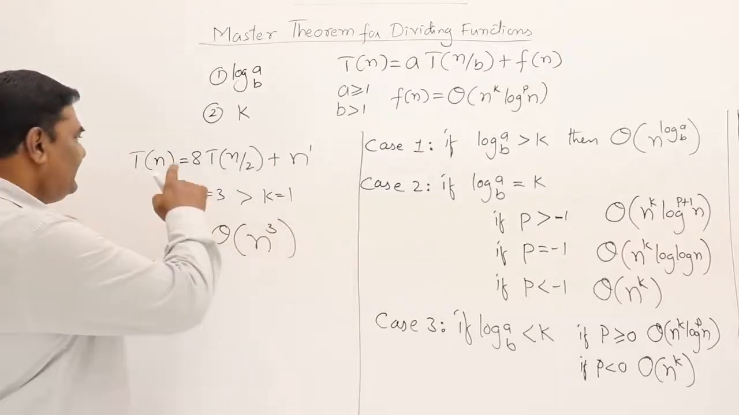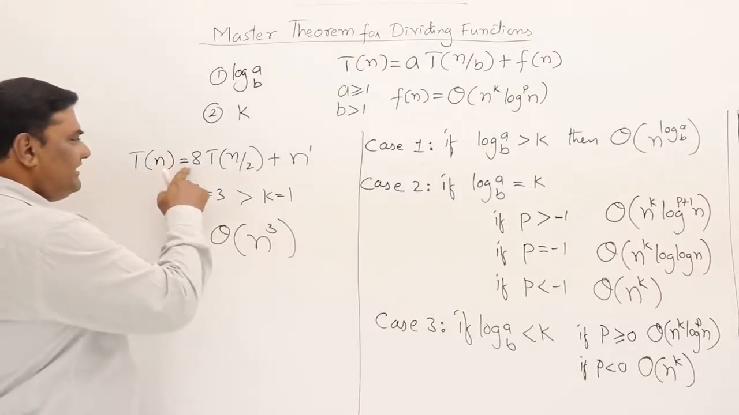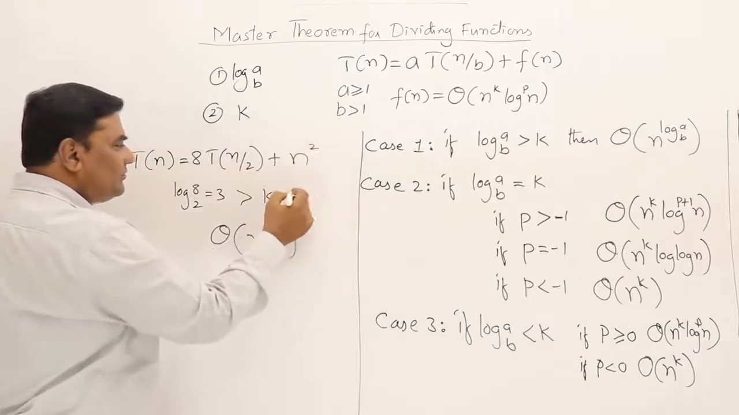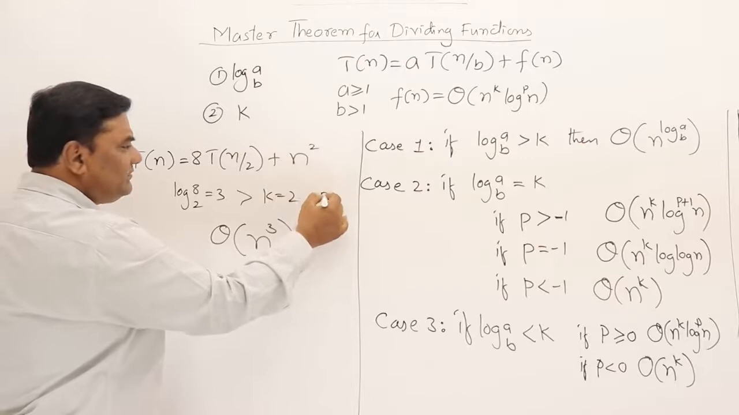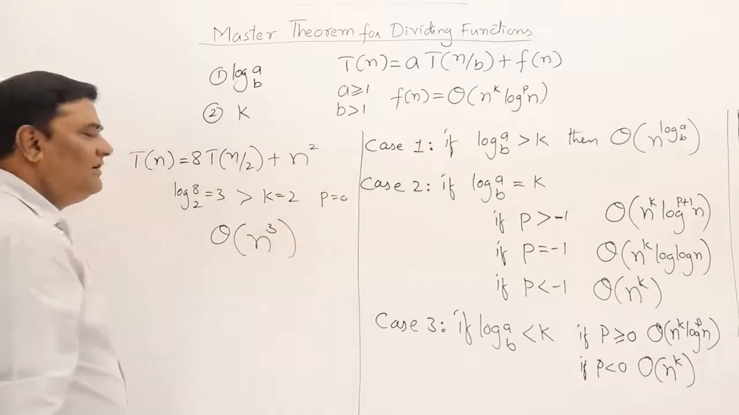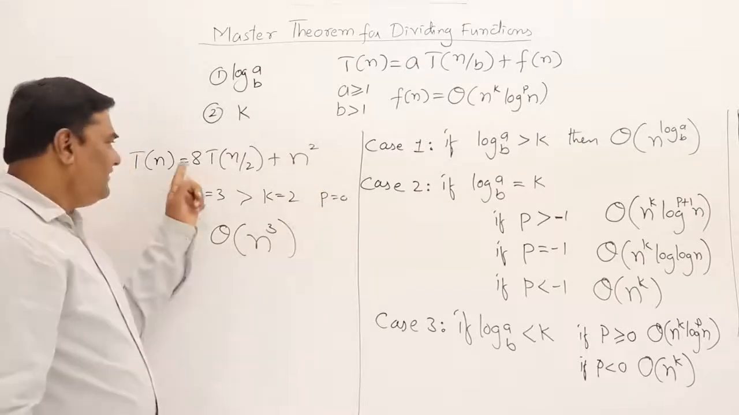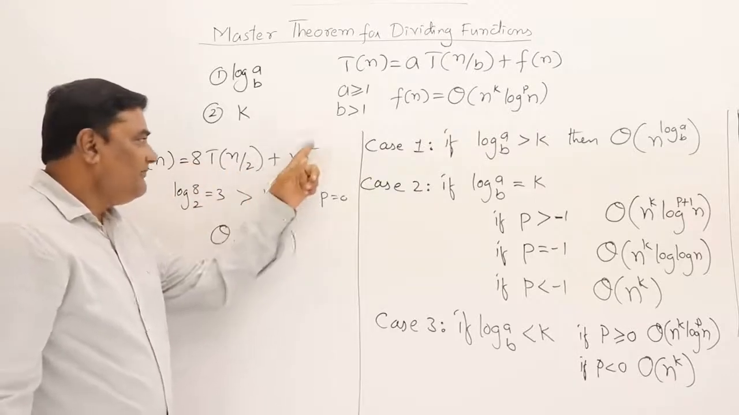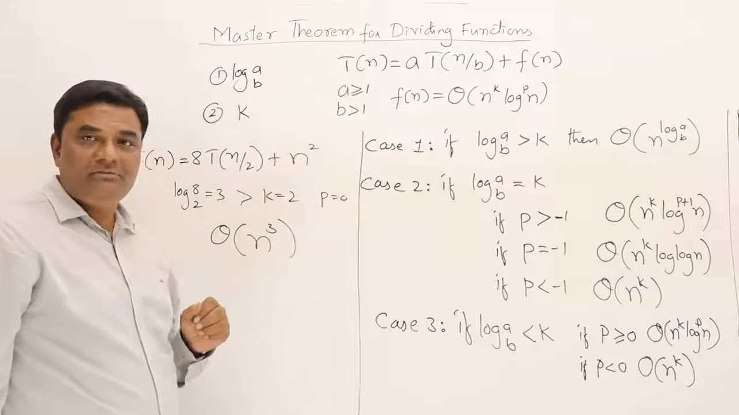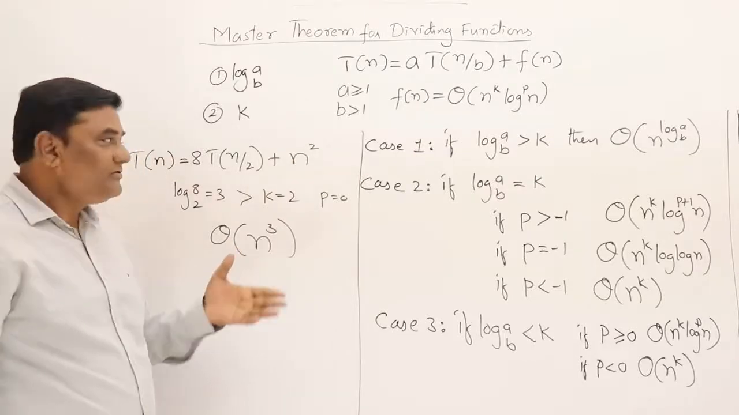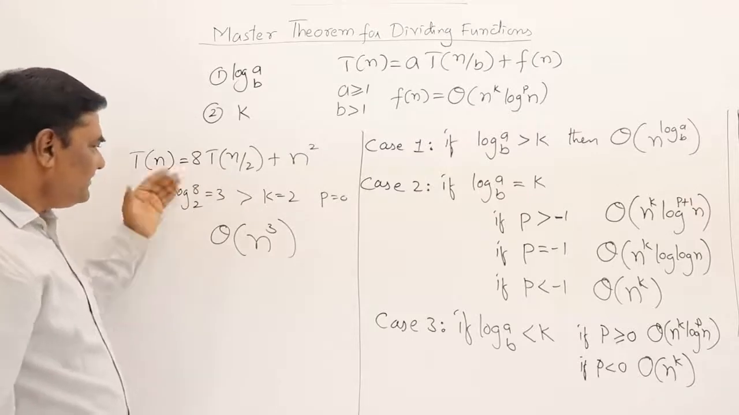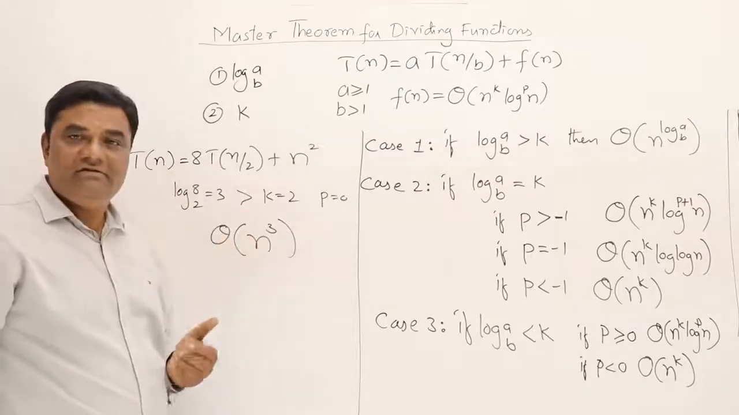Now look at this. If the recurrence relation is Tn, 8T(n/2) plus n square, so k is 2. There is no p here. P is 0. There is no log n here. So in simple words, you find out this and find out log, and the power of n you see. So power of n is 2. This is 3. So still this is greater. So the answer is n power 3.